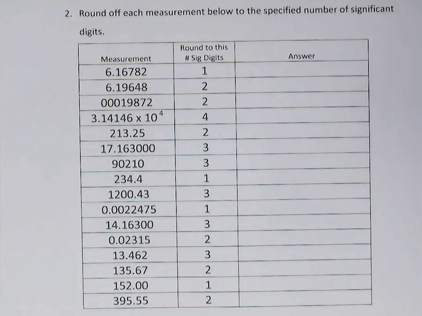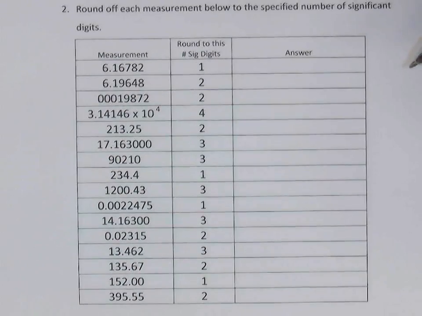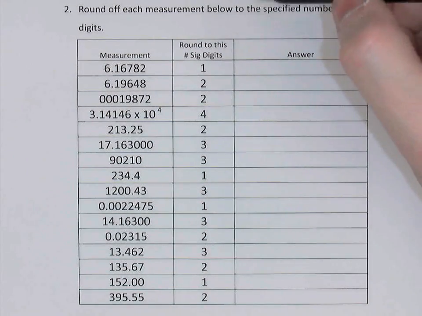Now sometimes you've done a calculation on a calculator, and your calculator will display a number, and then you're going to have to round off the answer to have a certain number of significant digits. So let's see how to do that. The first couple of examples are relatively easy.